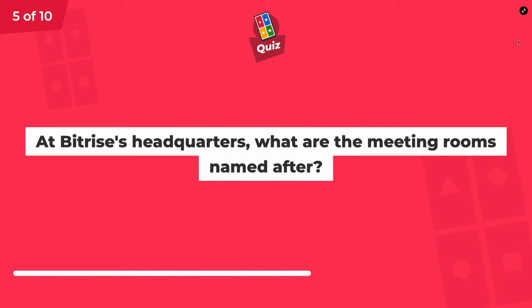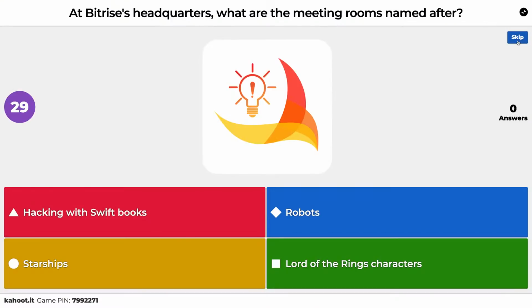Question 5. At Bitrise's headquarters, what are the meeting rooms named after? Is it Hacking with Swiftbooks? Is it robots? Is it starships? Or is it Lord of the Rings characters? Hacking with Swiftbooks, robots, starships, or Lord of the Rings characters?